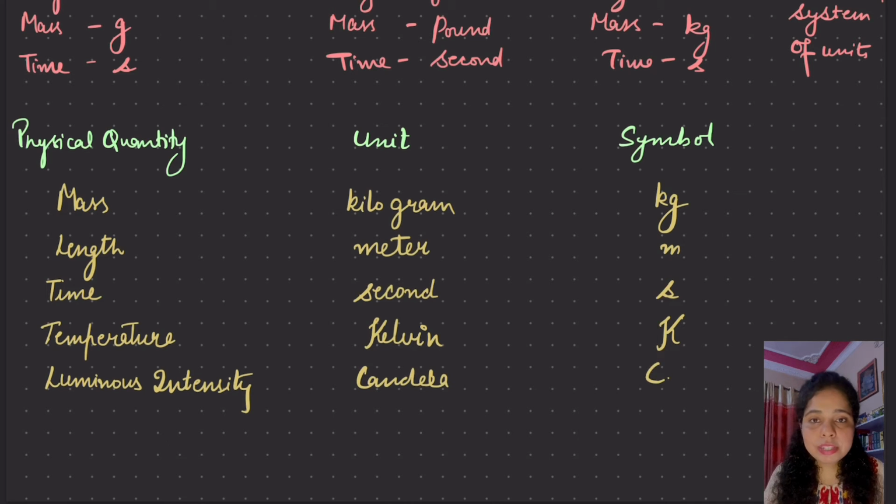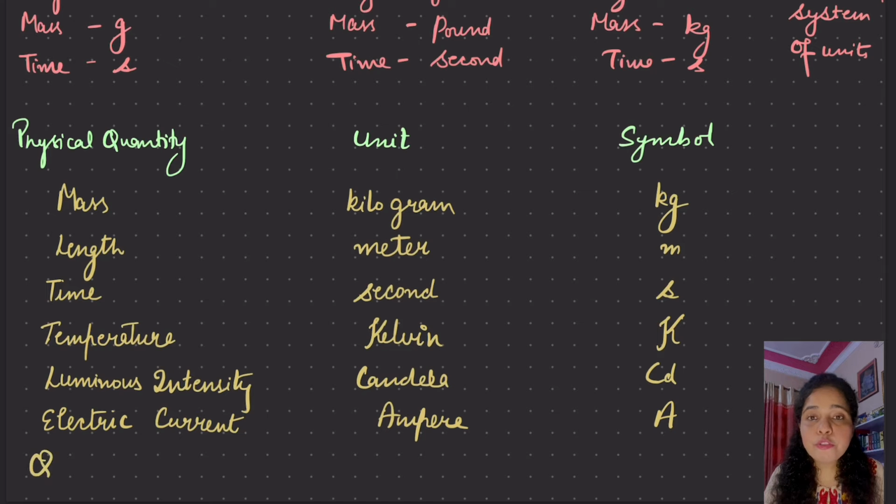Then the sixth physical quantity is electric current, and the SI unit of electric current is ampere. It is represented by capital A. And the seventh physical quantity is quantity of matter. Its SI unit is mole, M-O-L-E, and it is represented by the symbol mol. So this is about the fundamental quantities and the units of the fundamental quantities.